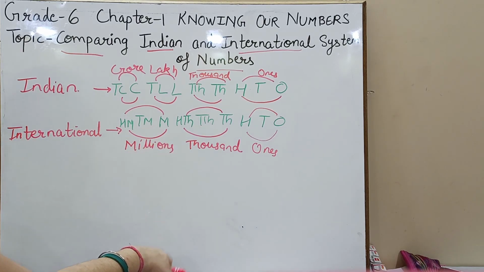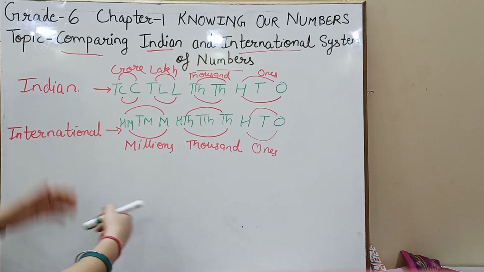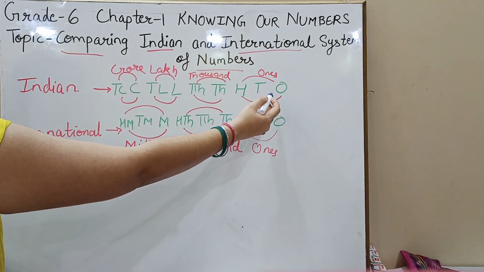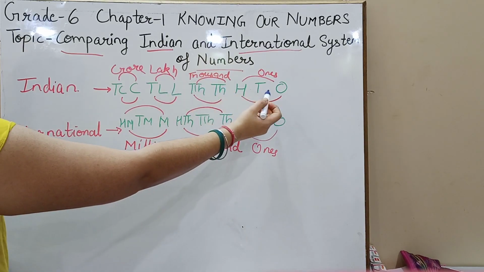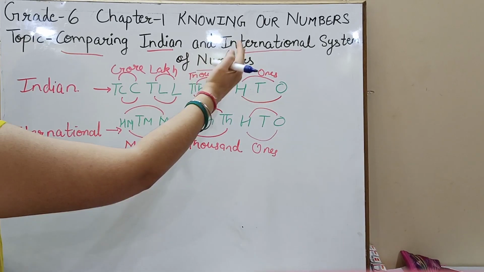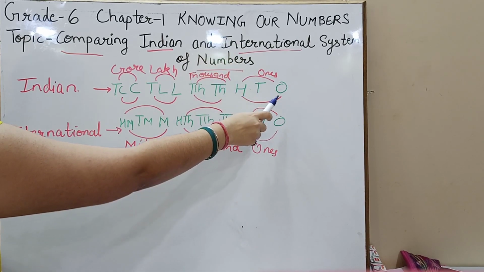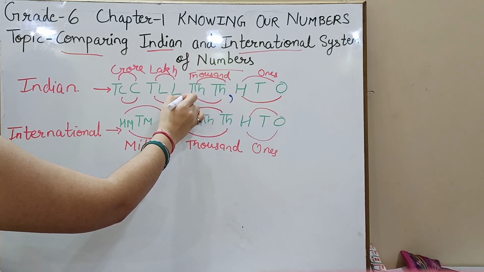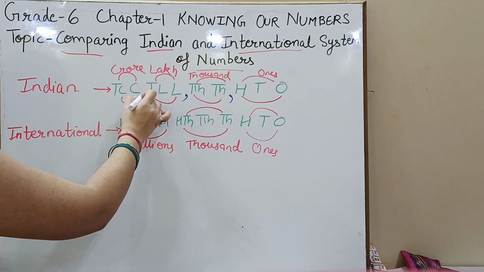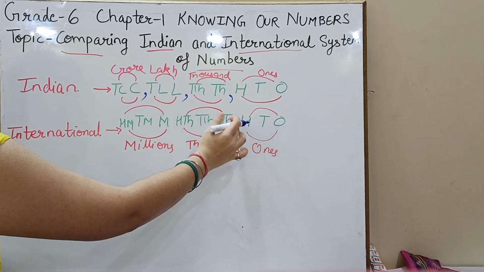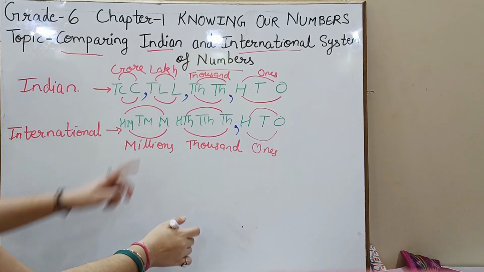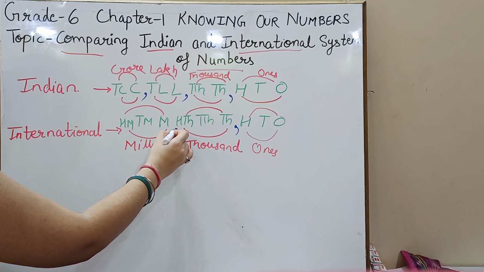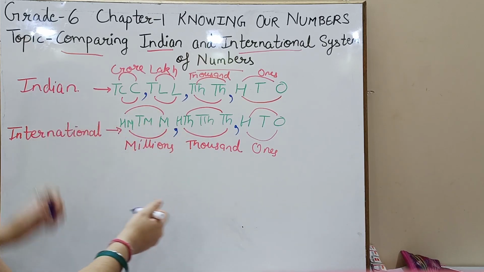Now what is the basic difference when we are comparing the Indian and international number systems? We put commas to read the numbers. Once a group gets over, after the end of each group we put a comma. Ones, tens, 100, comma, 1,000, 10,000, comma, lakh, 10 lakh, comma. In the international system: ones, tens, 100, comma, then 1,000, 10,000, 100,000. Here one group gets over, so comma, million, 10 million and 100 million.